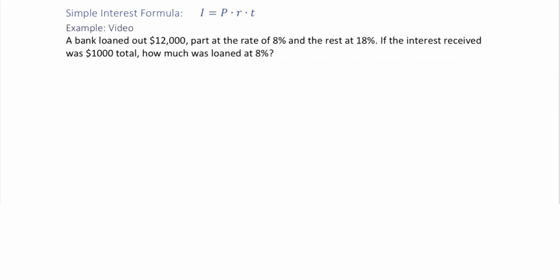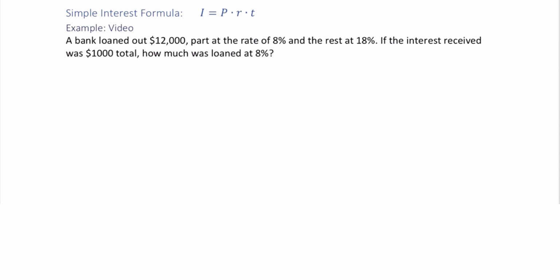Let's look at a simple interest problem. Remember that the simple interest formula is I equals PRT. Interest equals principal times rate times time. A bank loaned out $12,000, part at the rate of 8% and the rest at 18%. If the interest received is $1,000 total, how much was loaned at 8%?